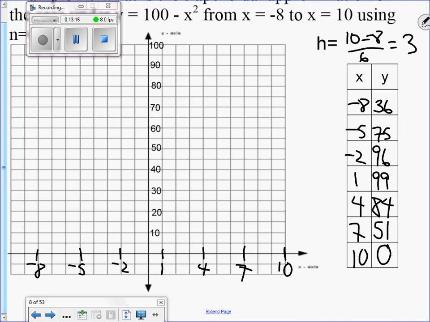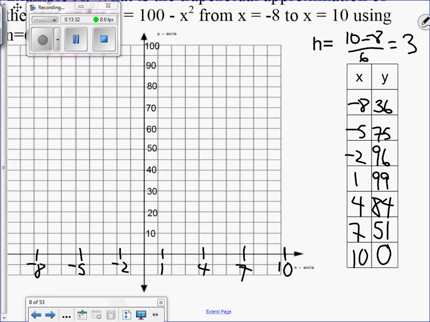Alrighty. Now, I don't need the graph to do the trapezoidal method. You need it for inscribed and circumscribed rectangles, but for this you don't. But I still want to do it anyway, because I want you to see it. I want to see this parabola. Actually, I'm going to add in the y-intercept. That's easy enough. That's just going to be 100. So let's just plot these points, and we'll get a rough idea of the graph.